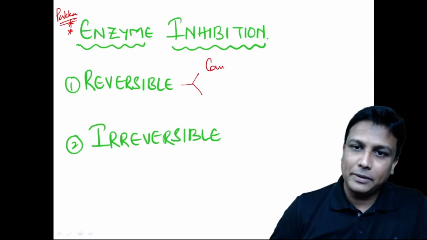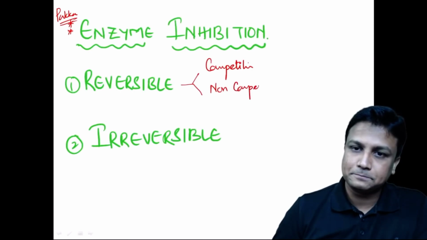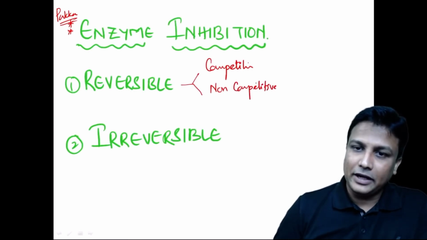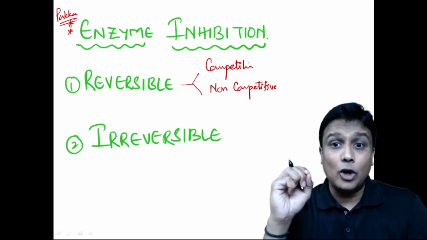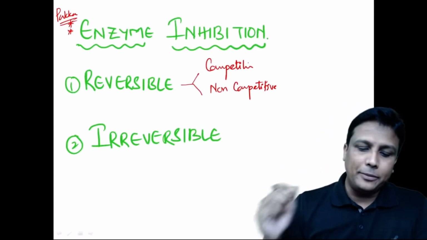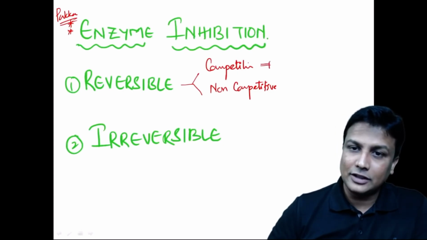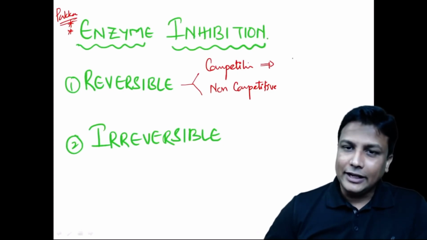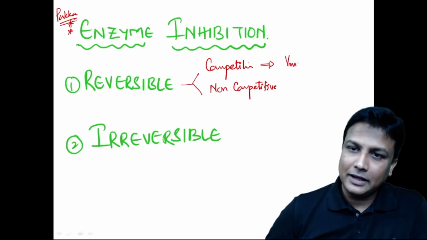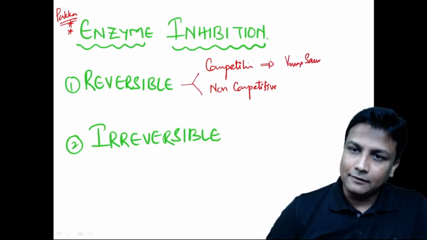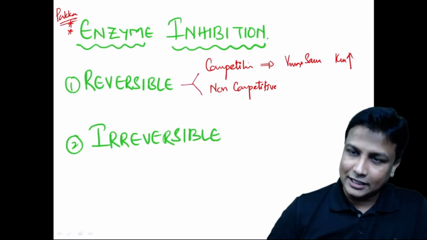Now, reversible inhibition will be again of two types. One will be the competitive inhibition here. Another one will be the non-competitive inhibition here, sir. Now what is the difference between competitive and non-competitive? You have to remember the Km value and the Vmax value. In competitive inhibition, remember the Vmax value will remain the same, whereas the Km value will actually increase.